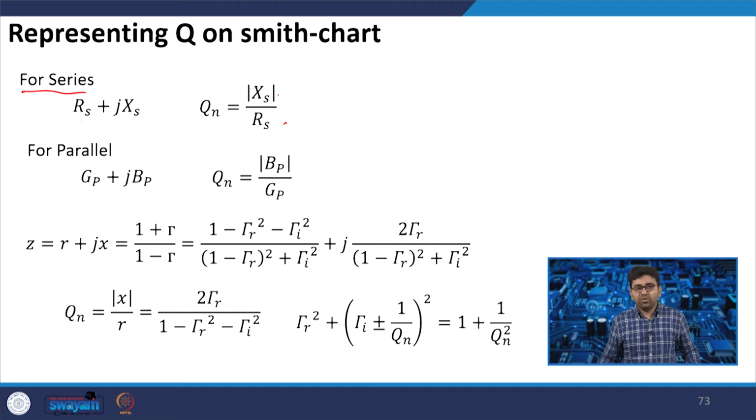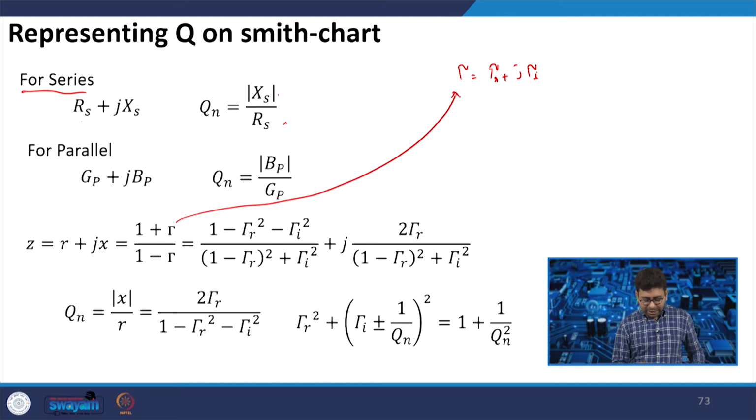The Z we already know is given by R plus jX, and we can write it in terms of gamma, the reflection coefficient: 1 plus gamma by 1 minus gamma. If we represent gamma as gamma real plus j gamma imaginary and put it in this equation, we can find the real part and the imaginary part. So, this real part and imaginary part we have already found.